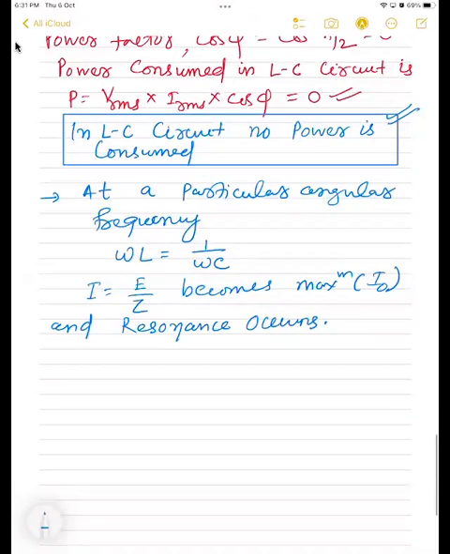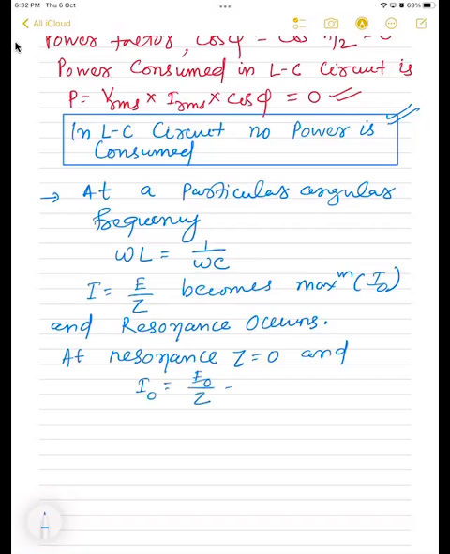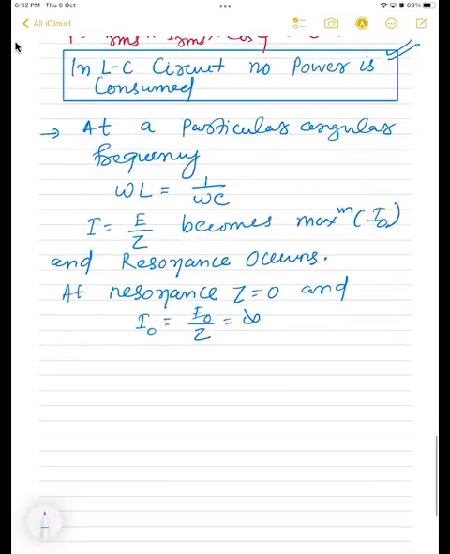Correct. Right. At resonance, Z is equal to 0, right? At resonance, Z is equal to 0 and I naught is equal to E naught by Z. That is equal to infinity, correct? Yes or no? Okay. Yes.